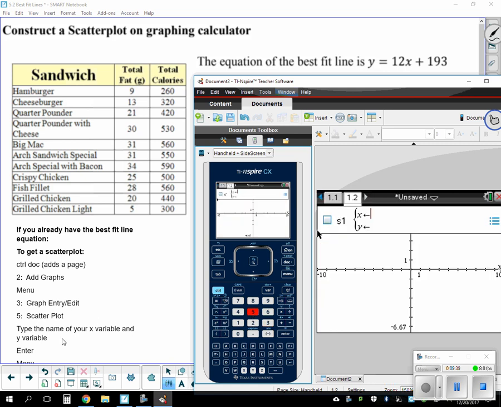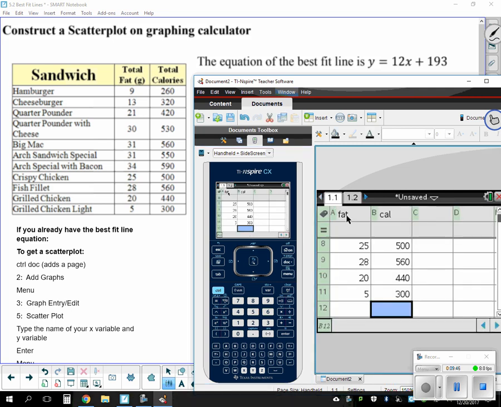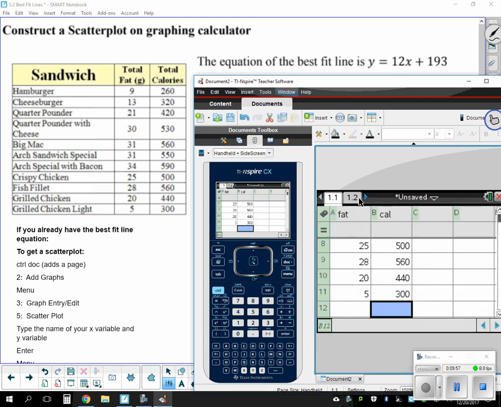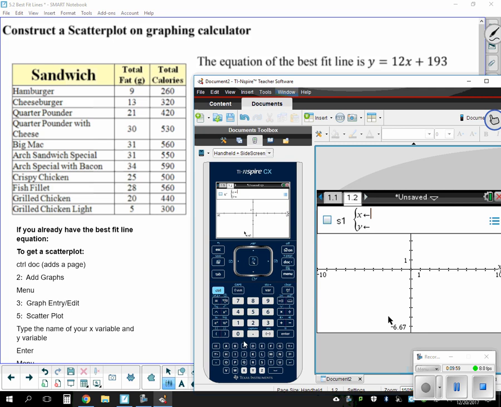Okay, then we need to type the name of our x and our y variables. So we called our x variable, if you remember in our list over here, fat. So we need to type in fat right there. And for our y variable, we're just going to arrow down, get your y variable, and if you remember, we called that cal for calories. So fat in our X value, cal in our Y variable, and then press enter.